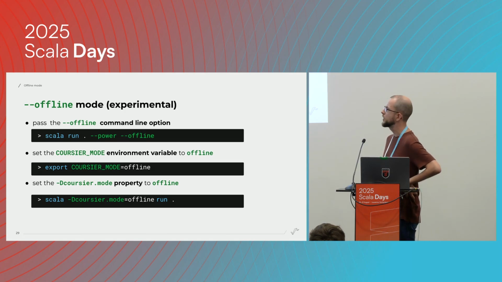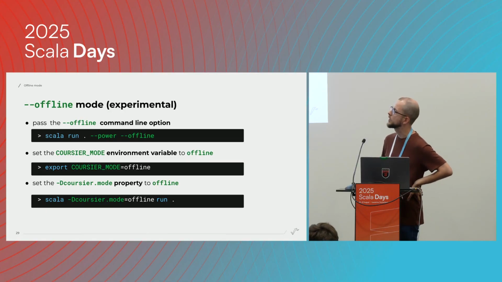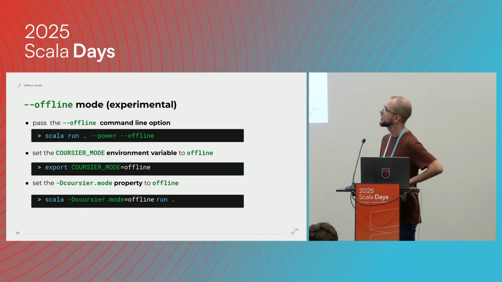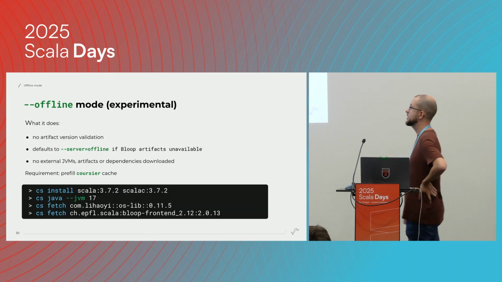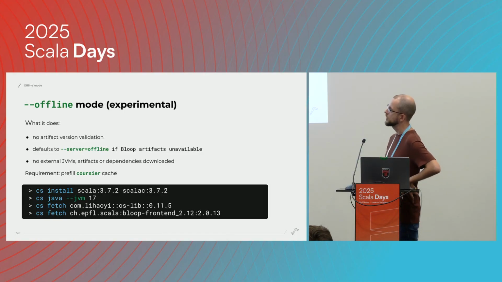Similar to power, you can pass it in 3 ways. You can pass the --offline option. You can set the environment variable. We share this with Coursier, which we also use for dependency management and many other things. So you just have to set the COURSIER_MODE environment variable to offline. Or you can pass the property -Dcoursier.mode=offline as well. Yes, and what it does is skip everything that would reach out to the internet.